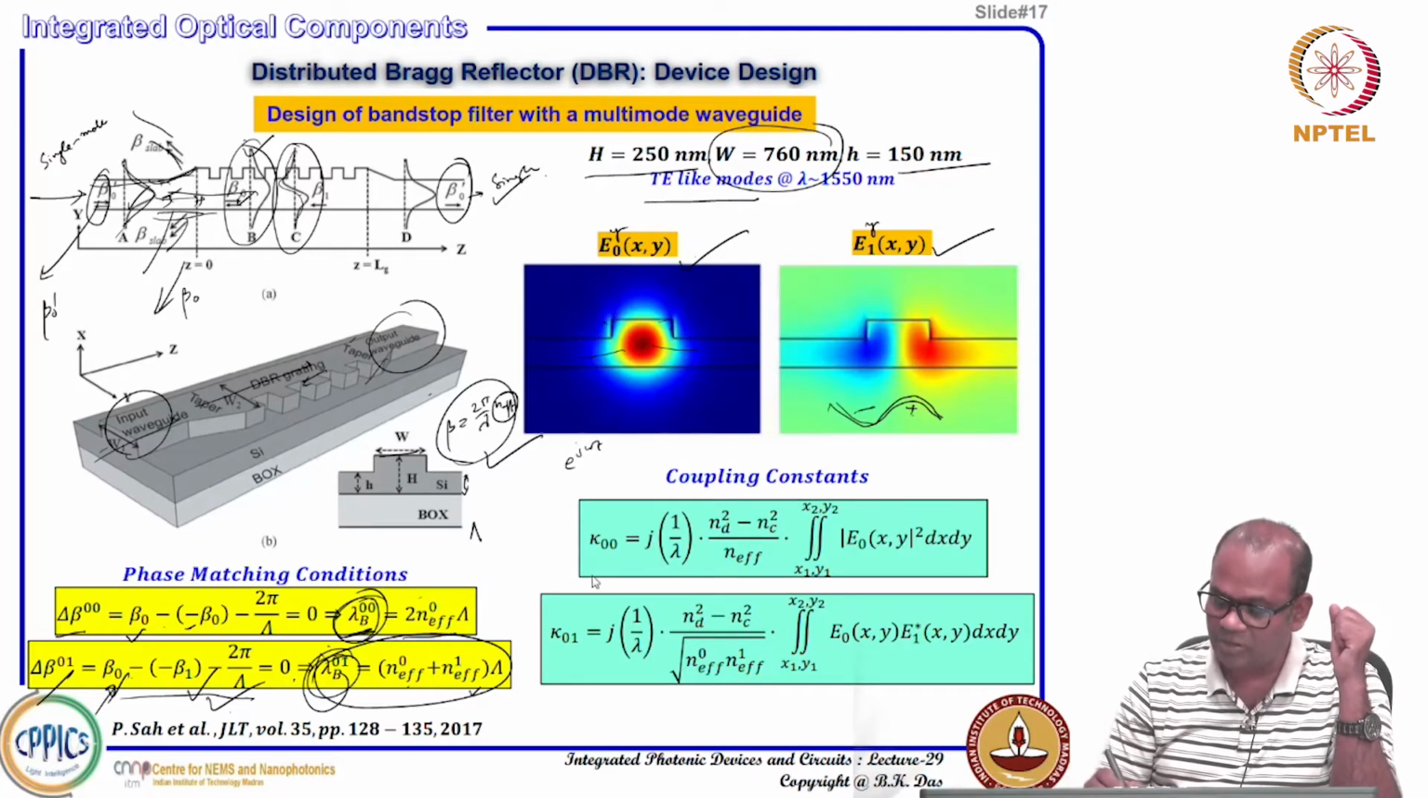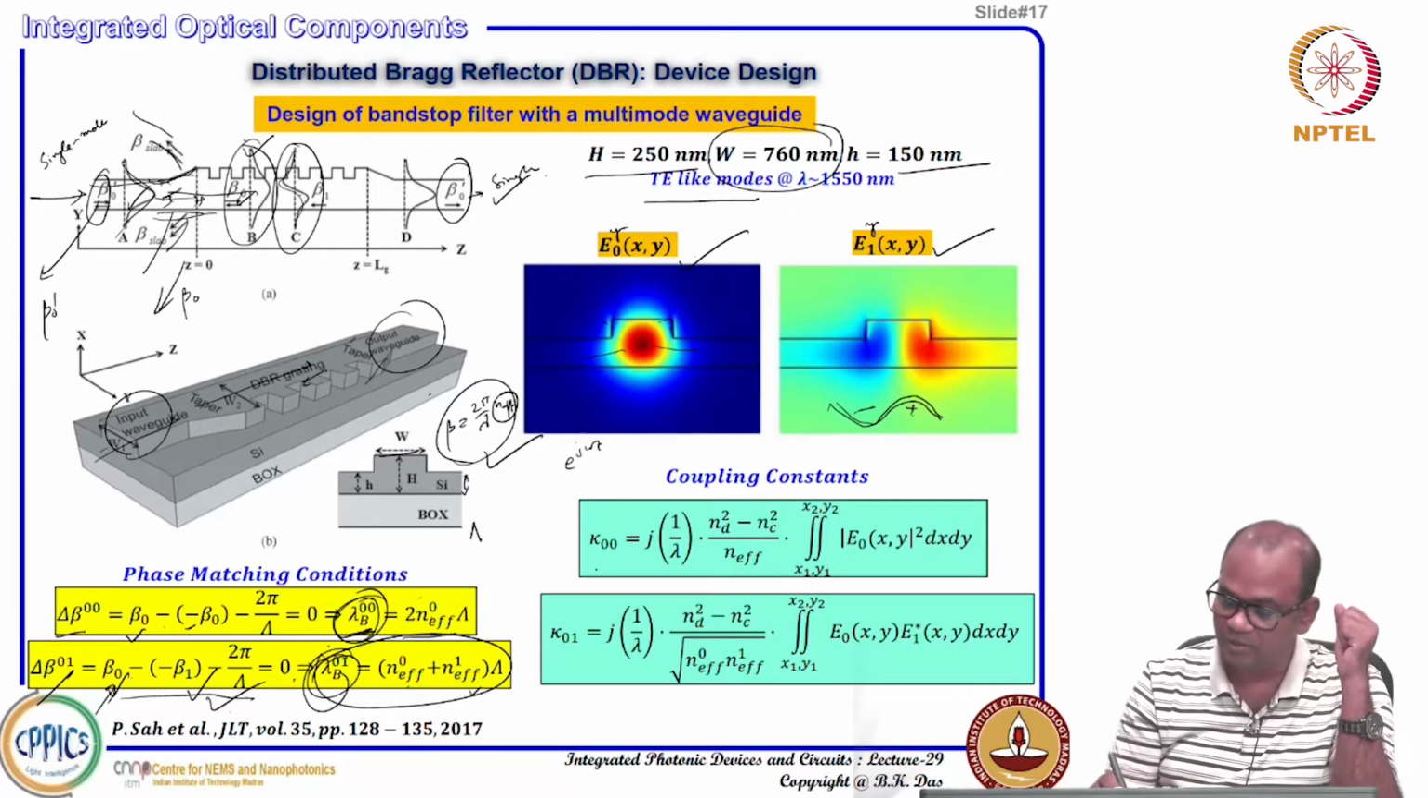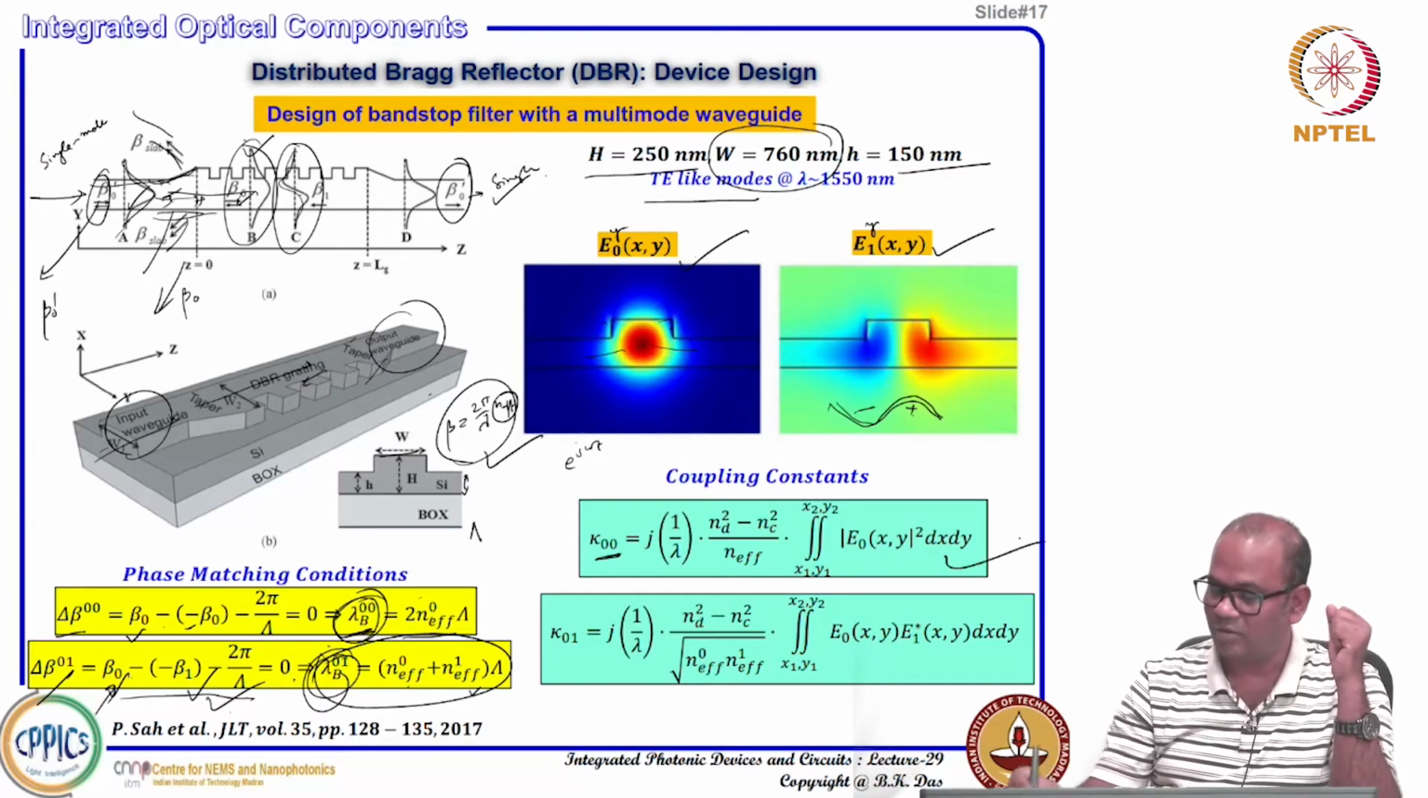And the coupling constant, that means the coupling from the forward propagating fundamental mode to the backward propagating fundamental mode, we define as kappa 00, with the fundamental mode indicated as 0 here. So it is standard, whatever we discussed earlier. How to calculate the coupling coefficient, we know.